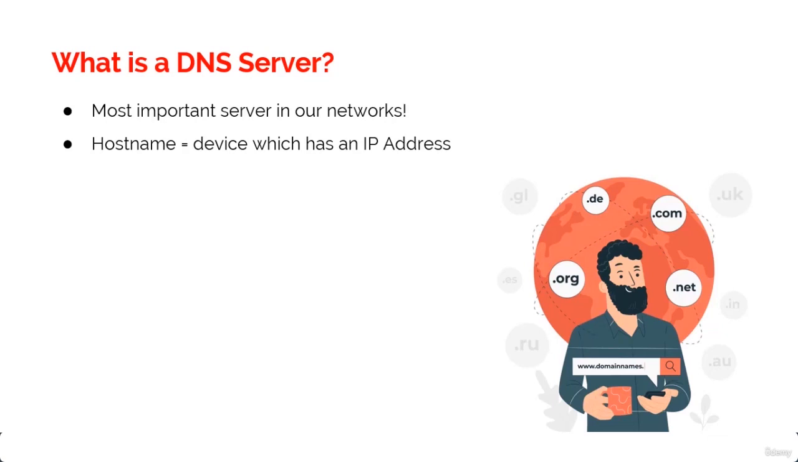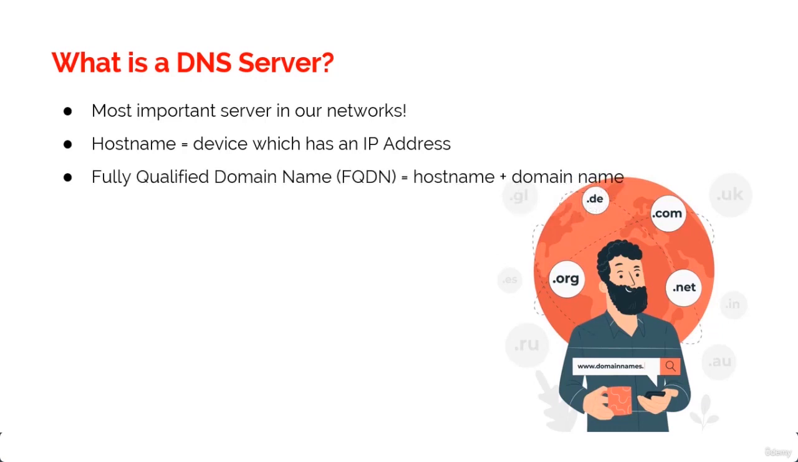So DNS consists of a host name, that is a device which has an IP address, and on the internet it is a part of what is known as a fully qualified domain name, FQDN. So basically FQDN is a combination of host name and domain name, and the process of finding the IP address for any given host name is known as the name resolution process. As the name suggests, you give the name and the DNS server will return the IP address that is associated with that name, that is known as the name resolution.